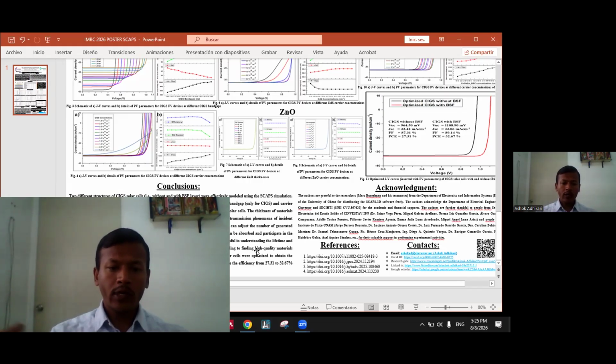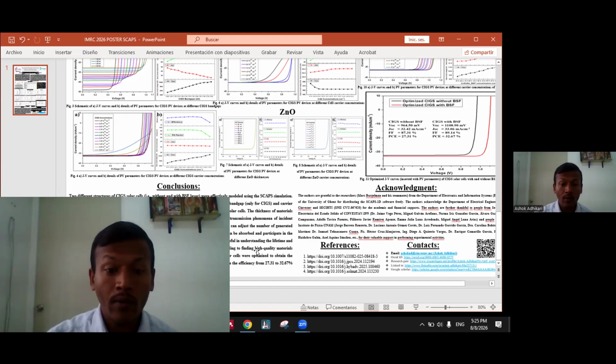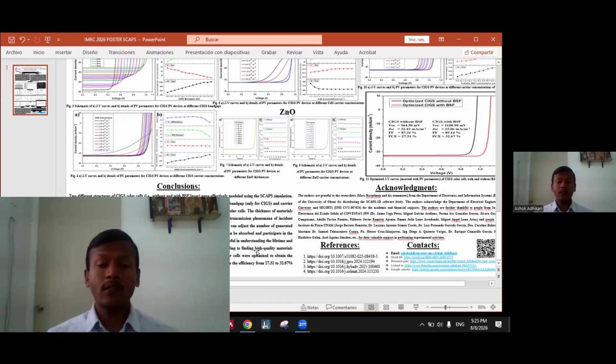By analyzing these properties through the SCAPS simulation, the solar cells are optimized to obtain high efficiency. The use of the BSF layer is a vital strategy to enhance the efficiency from 27.31 to 32.67, close to the Shockley-Queisser limit, by forming an ohmic contact with the absorber layer.